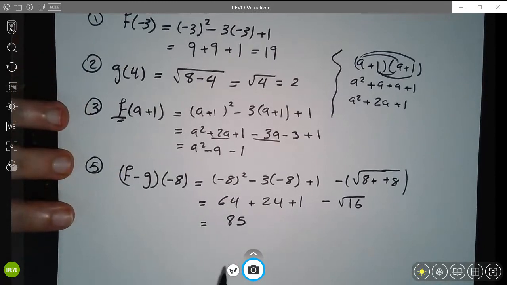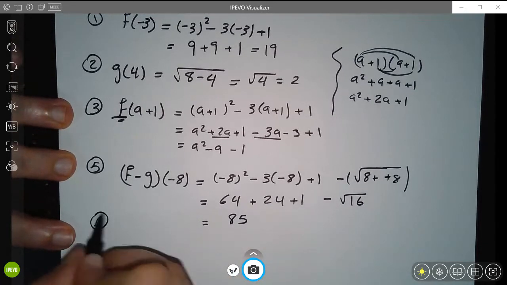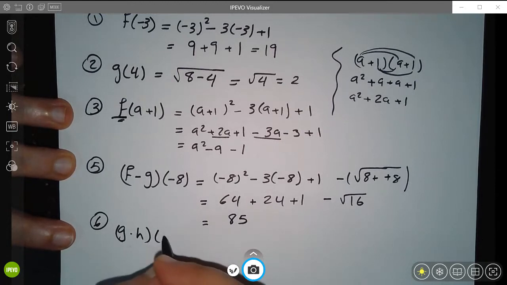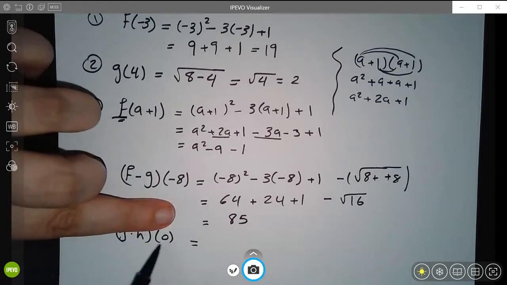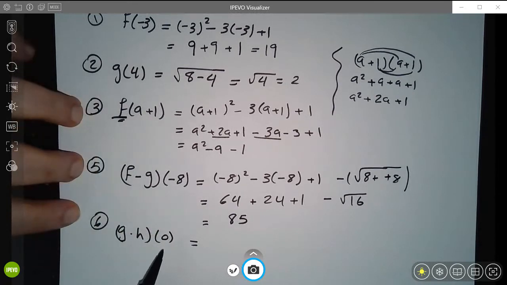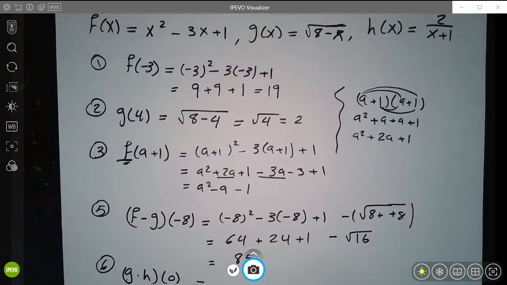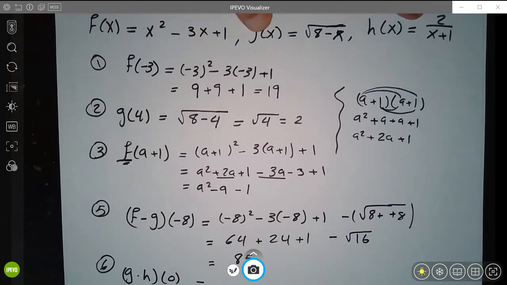Okay, let's do another one. How about number 6? We have g times h of 0. So again, you write the first one first, second one second, and we plug in 0 instead of every x we have for both. So I'm going to go down a little so we can see the functions again. Okay, we're using g and h.